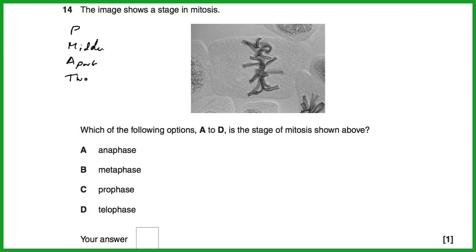So in prophase the condensed and duplicated chromosomes appear as 2 chromatids joined together by a centromere forming a chromosome. In metaphase they line up on the middle. In anaphase the centromeres split and the 2 chromatids are pulled to the opposite poles, and in telophase you form 2 new nuclear membranes. And what's shown here is metaphase, B.